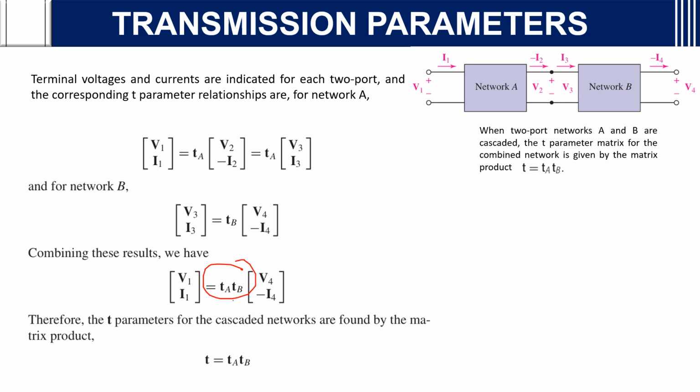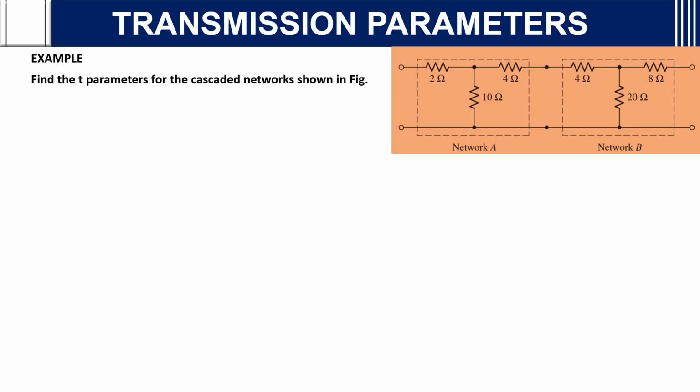What does this proof mean? We find the T parameters for network A and network B separately. Then multiply these two, and we get the total T. So the total T parameters can be found. If you work through the sums, you will understand this concept much more clearly. We will see sums now. Find the T parameters for the cascaded network shown in the figure.